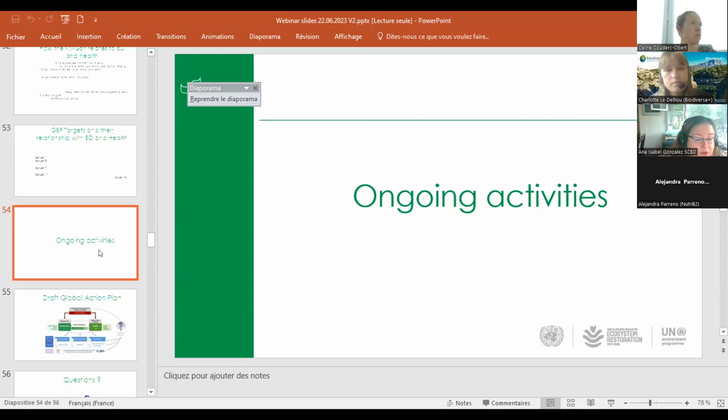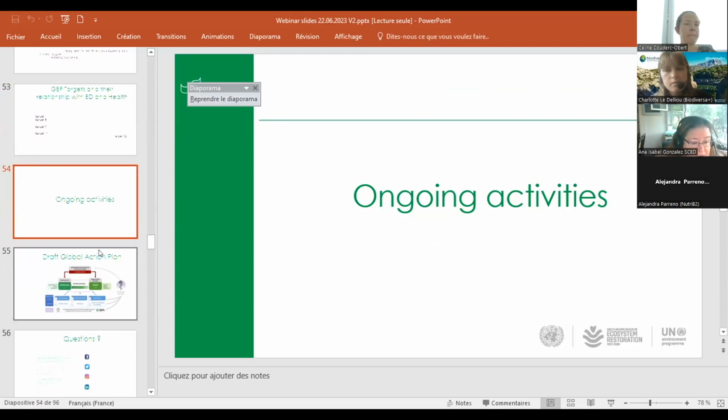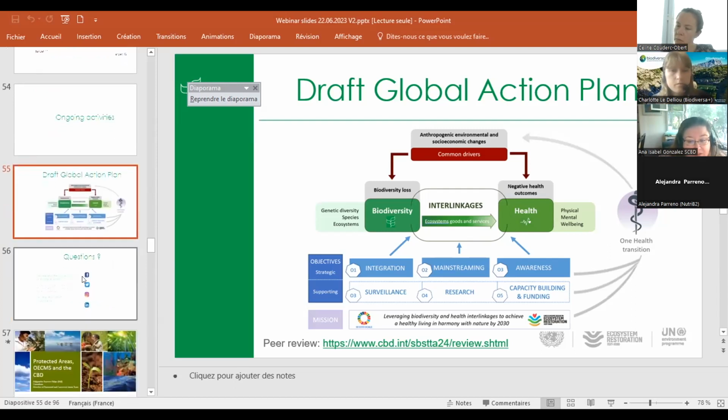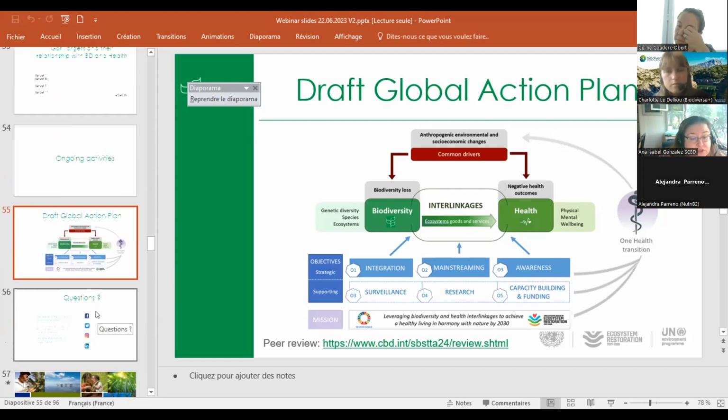So I'm going to talk about a couple of ongoing activities that we're doing at the CBD currently. Next one, please. The draft Global Action Plan on Health. As I mentioned, we work through the decisions that the COP gives us. During the last COP, in December 2022, the COP requested the executive secretary to finalize the draft global action plan on biodiversity and health. Therefore, this document will be made available at the SBSTTA and COP in 2024. The next Conference of the Parties for the CBD will be in 2024, so the CBD has a year and a half now to draft this global action plan.